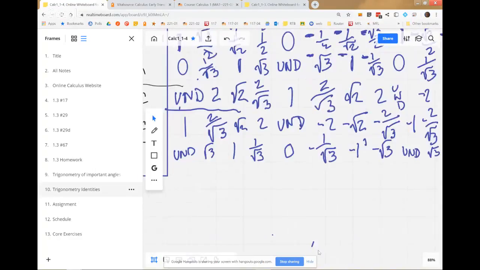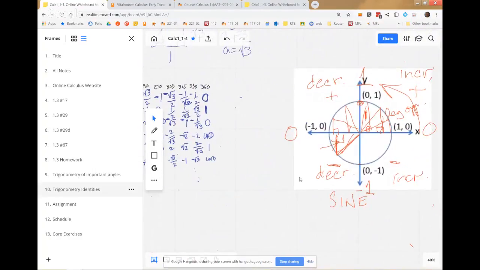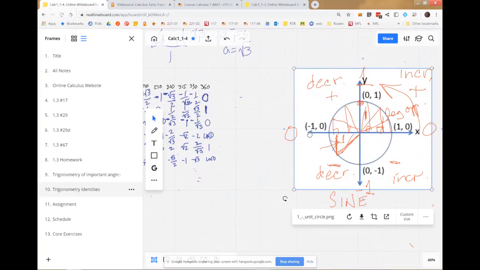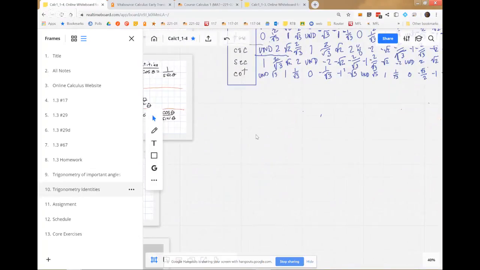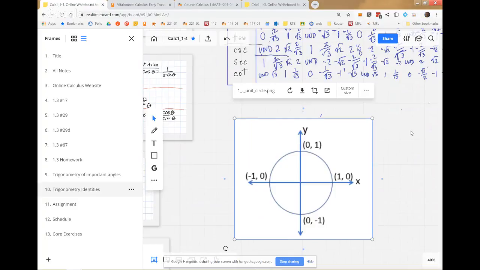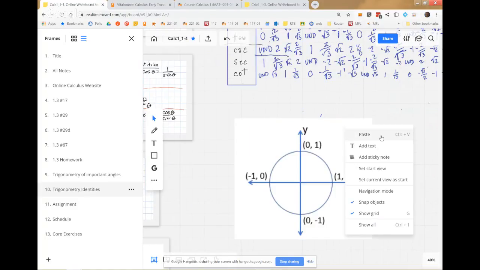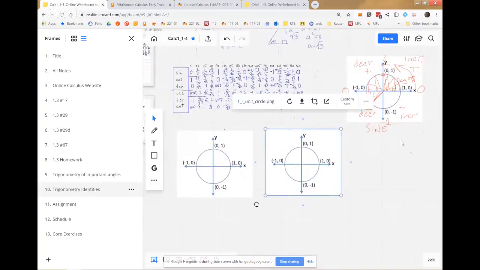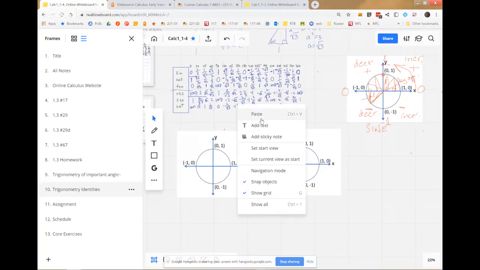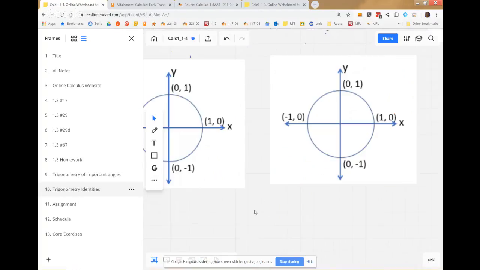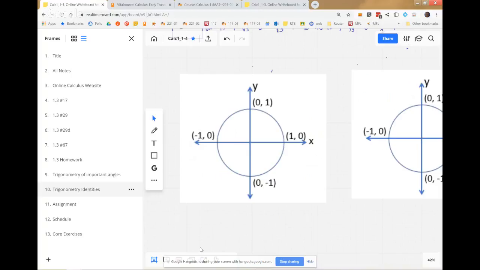Okay. So let's see. I need to grab that thing. Let's see if this works. Yeah, that's good. Okay, and then I need a couple more of those. Okay, so now I've got those. Now let's just take a look at this first one.